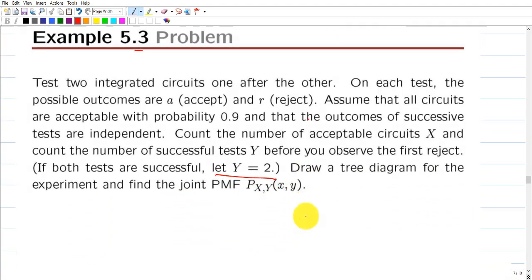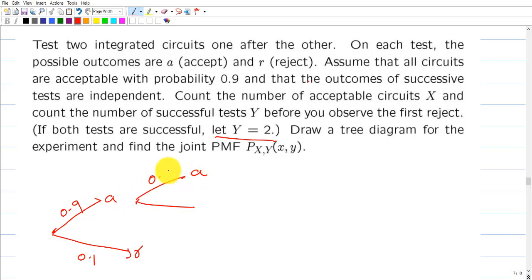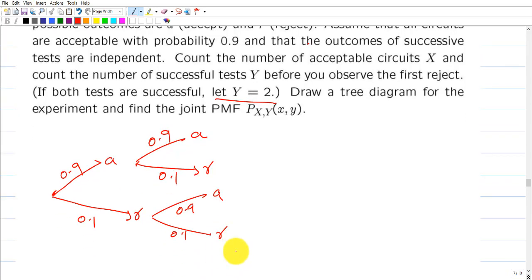This is quite straightforward. The tree diagram will start from the root. For the first test, it could be accepted with probability 0.9 and rejected with probability 0.1. Similarly, for the second test, if the first was accepted, the second could be accepted with probability 0.9 and rejected with probability 0.1. Even if the first is rejected, the second can be accepted with probability 0.9 and rejected with 0.1. So the outcomes are AA, A reject, first rejected second accepted, and first rejected second rejected.